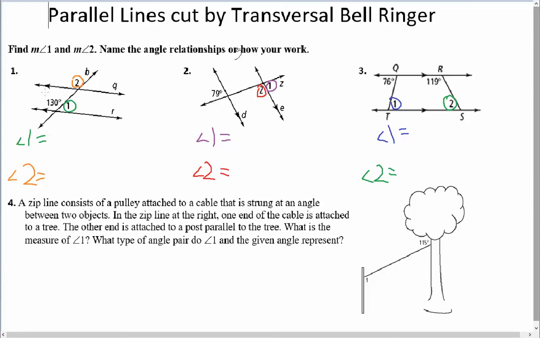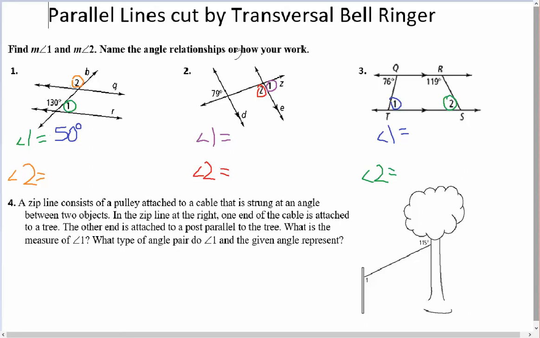So on number 1, angle 1 and 130 degrees form a linear pair because both angles make line R. As a result, linear pairs are supplementary, so 180 minus 130 gives us that angle 1 is 50 degrees.